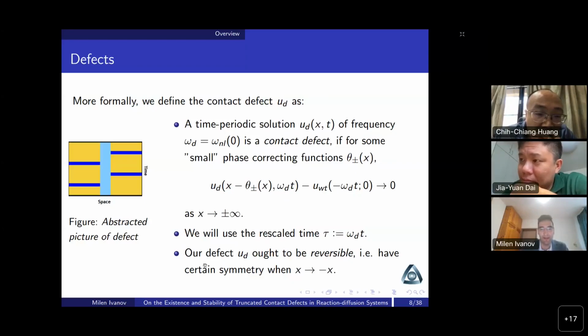And also I'll say that we have certain symmetries of this system. So actually we have reversibility, and I'll be brief about it. We'll just say that we have a reverser symmetry when we map x to minus x.